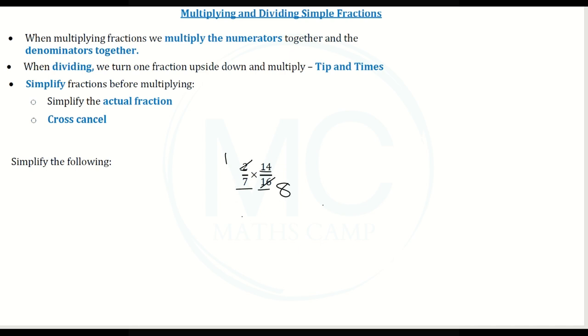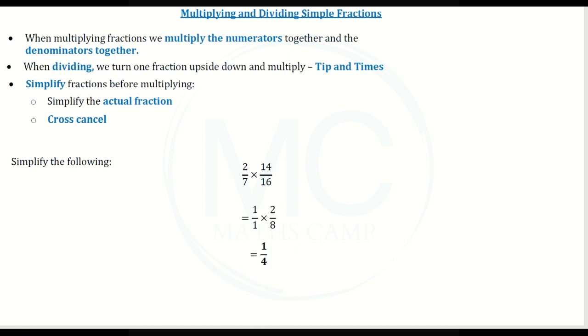Here we have 7 and 14. 7 divided by 7 is 1. 14 divided by 7 is 2. Now we're going to have 1 over 1 multiplied by 2 over 8, and we get 2 over 8. But remember that 2 and 8 are both even numbers, so they're divisible by 2. 2 divided by 2 is 1. And 8 divided by 2 gives us 4.